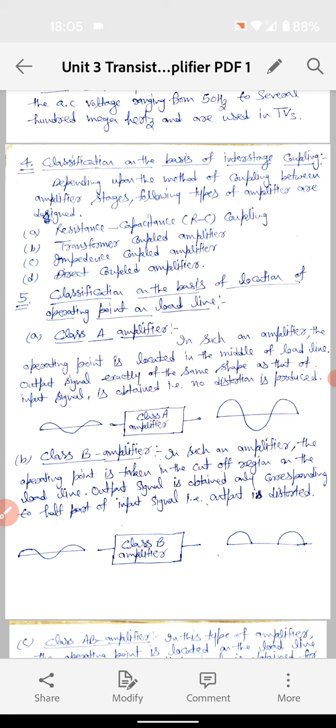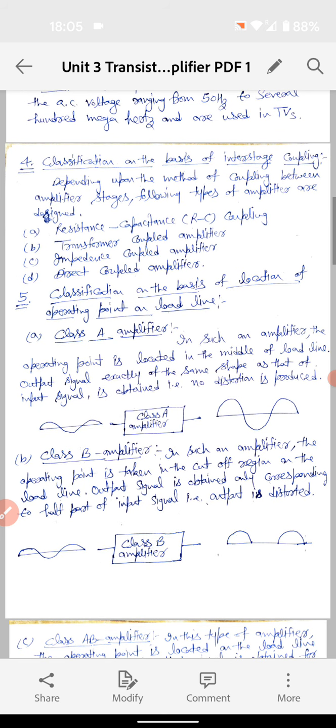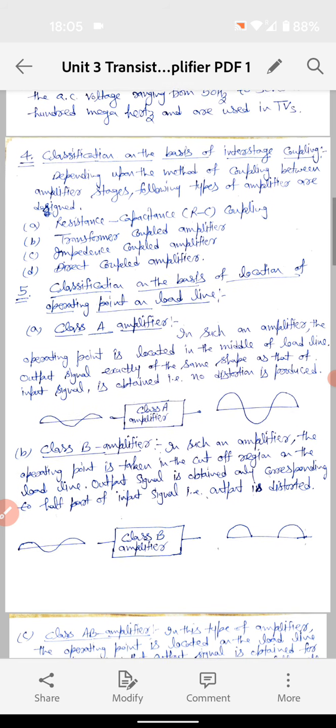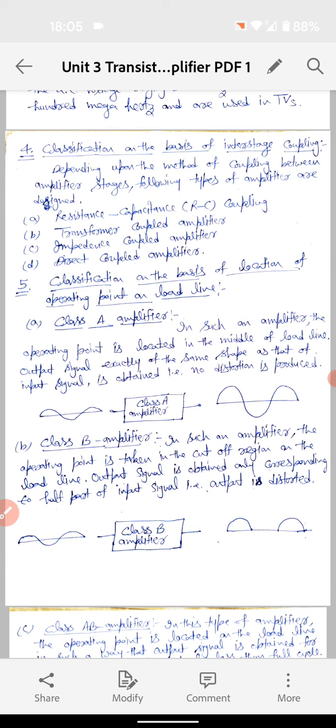So here, the first class is known as the class A amplifier. What does this mean? In such an amplifier, the operating point is located exactly in the middle of the load line, so that the output signal is exactly the same shape as the input signal, that is, no distortion is produced. This kind of amplifier is known as a class A amplifier, where the operating point lies exactly in the middle of the load line.